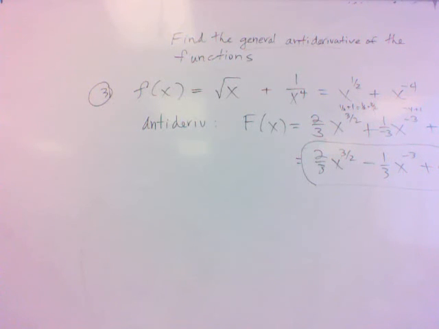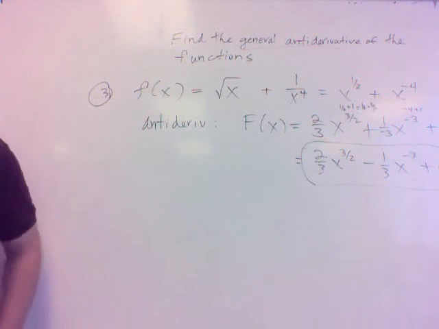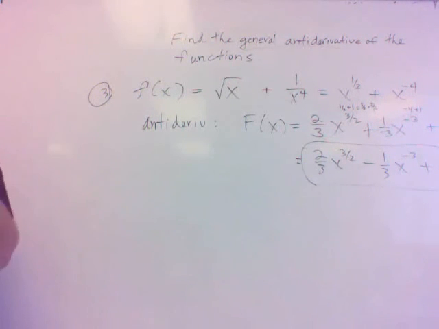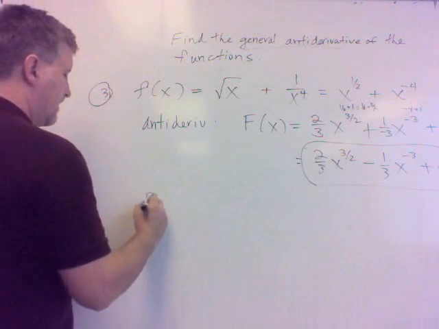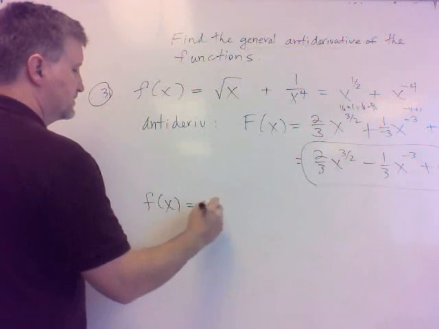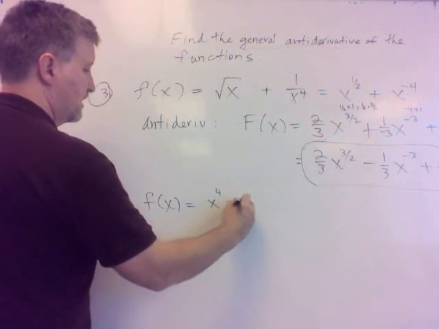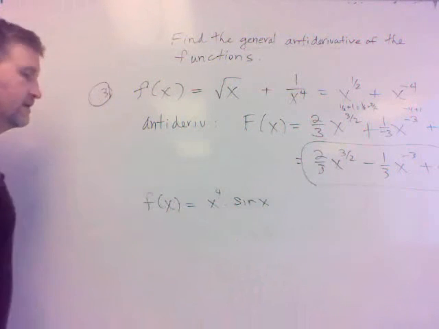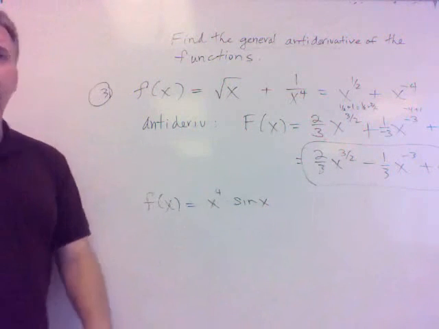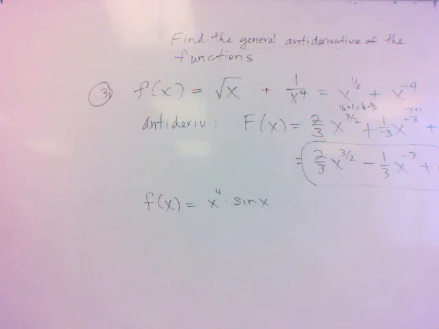All right. Now, it is again important to note, just like on derivatives, if you have multiplication, you got a whole different thing. If I have f of x equals x to the fourth times sine of x. Sure, I can do the antiderivative of x to the fourth. I can do the antiderivative of sine of x, but what's the problem?